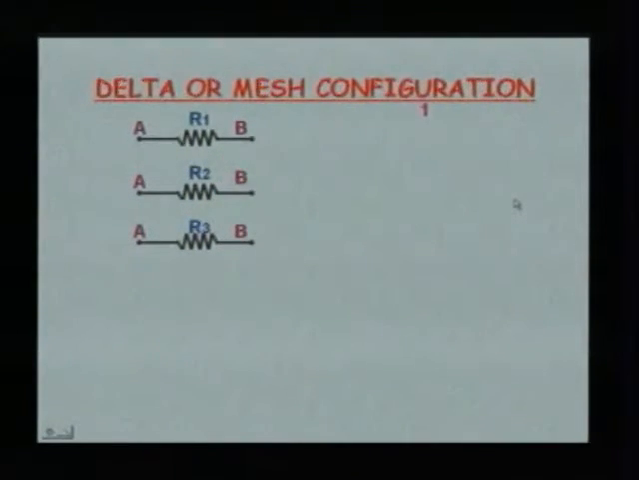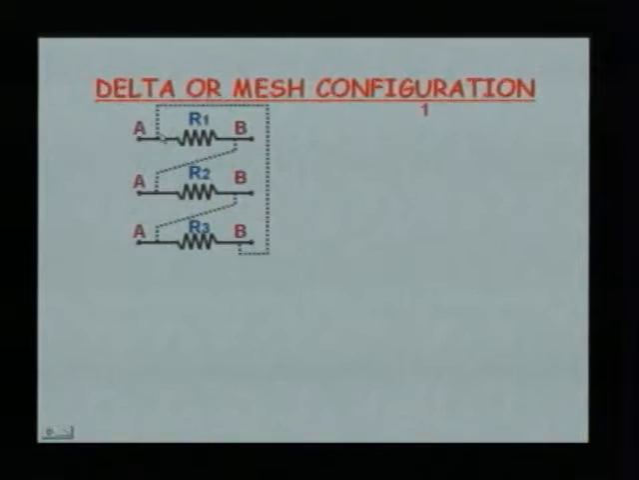Let us look into the delta or mesh configuration. In delta or mesh configuration, the dissimilar ends of the 3 elements are connected together, that is we have 3 elements. Now, we shall make the connections. The B is connected to A, once again the B of the second element is connected to A of the third element. Likewise, the third element is connected to the first element.